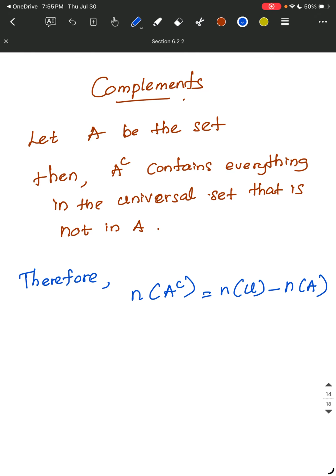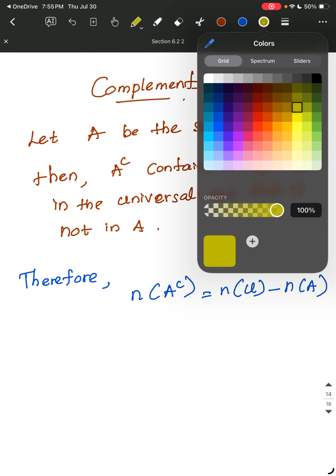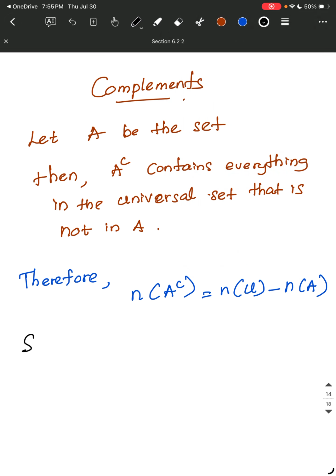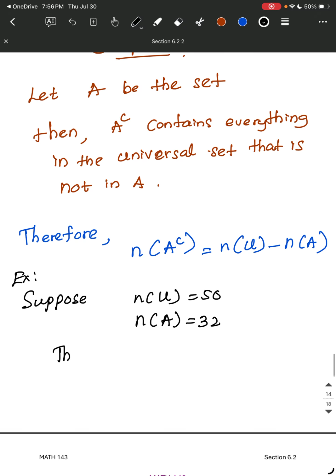Let's see the example. Suppose the number of entries in the universal set equals 50 and the number of entries in set A equals 32. Then the number of entries in A complement equals 50 minus 32, 18. So 18 elements are not in A.